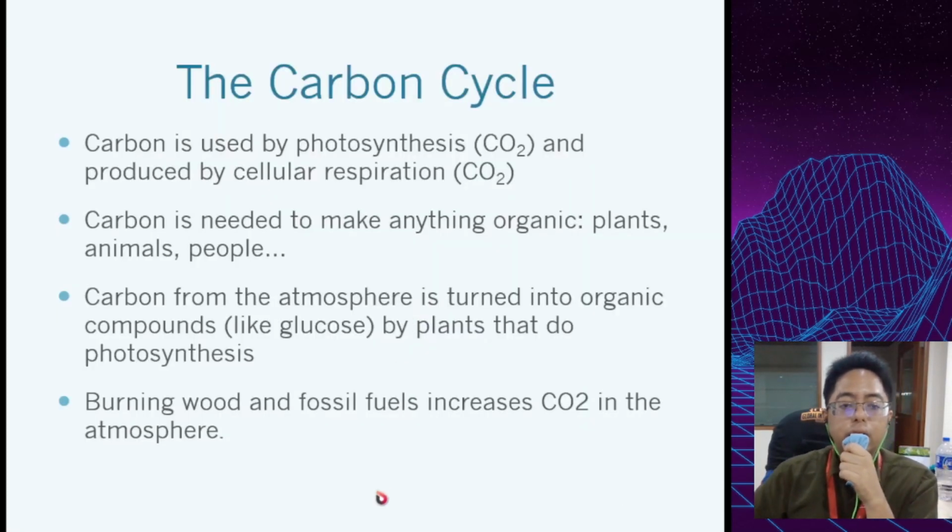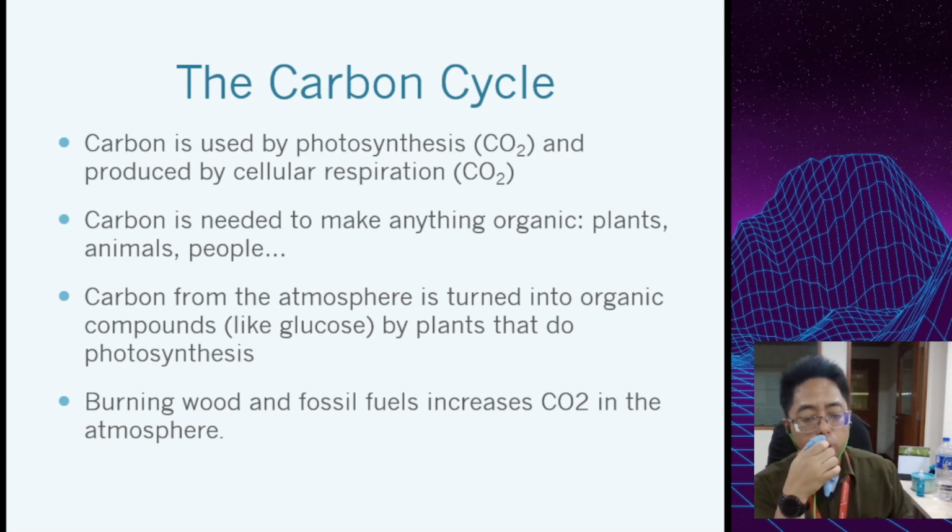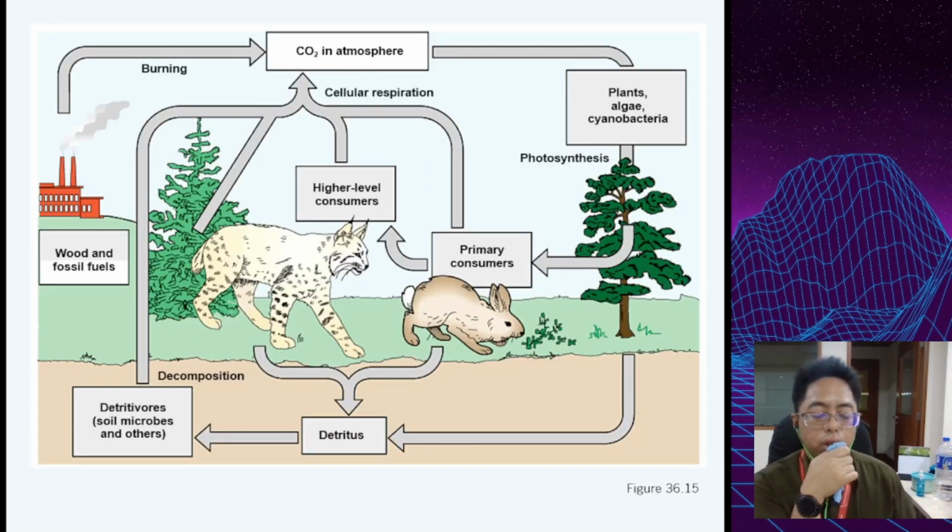Okay, the carbon cycle. Carbon is used by photosynthesis and produced by cellular respiration. Carbon is actually needed to make anything organic: plants, animals, humans. And carbon from the atmosphere is turned into organic compounds such as glucose by plants that do photosynthesis. Burning wood and fossil fuels increases CO2 in the atmosphere. Okay, you can see this is the carbon cycle.